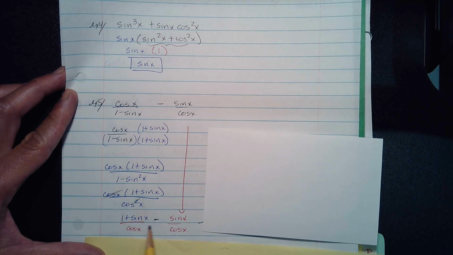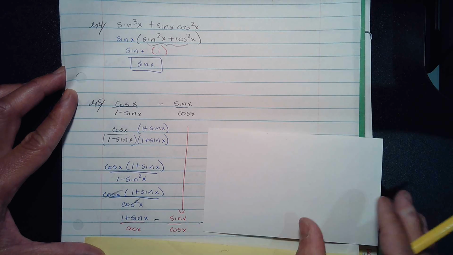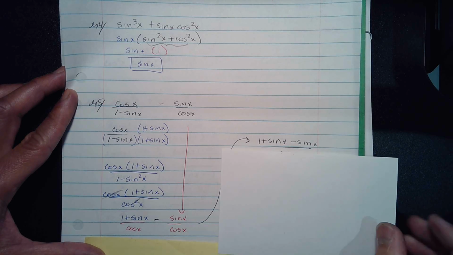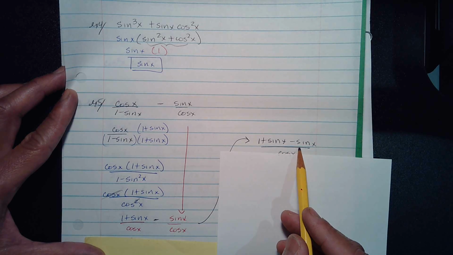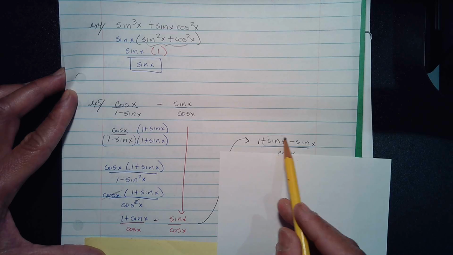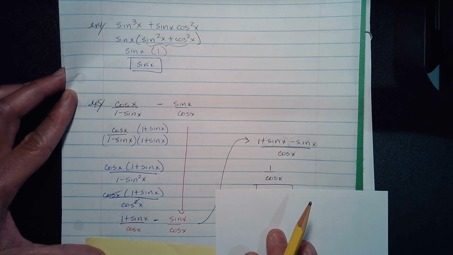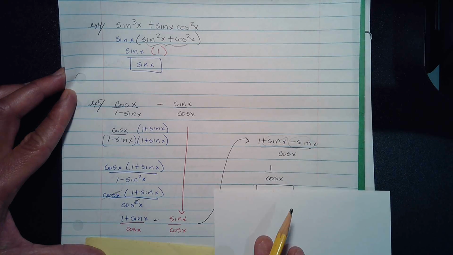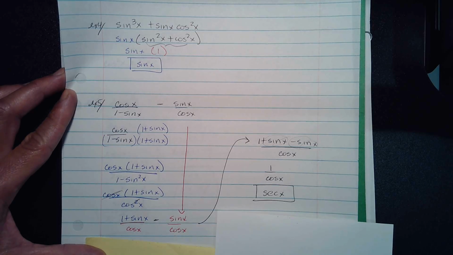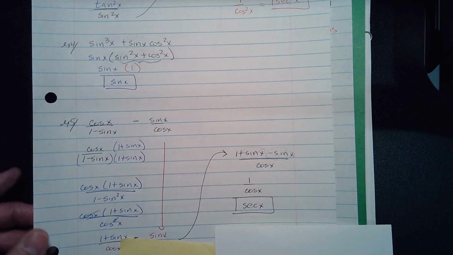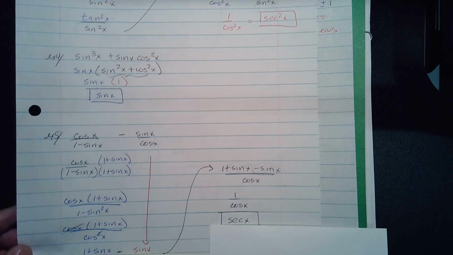That means we can combine the two numerators. So we have 1 plus sine x minus sine x. These two will add up to 0. We have 1 over cosine x, and 1 over cosine x is secant x. So we simplified examples 3, 4, and 5.